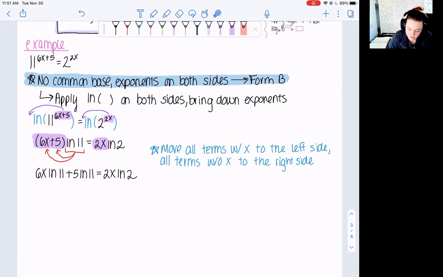So this guy has an x, so he's going to stay. This one needs to move over to the other side. So I'll be subtracting it off both sides. This guy doesn't have an x in it, so he needs to move to the right side.